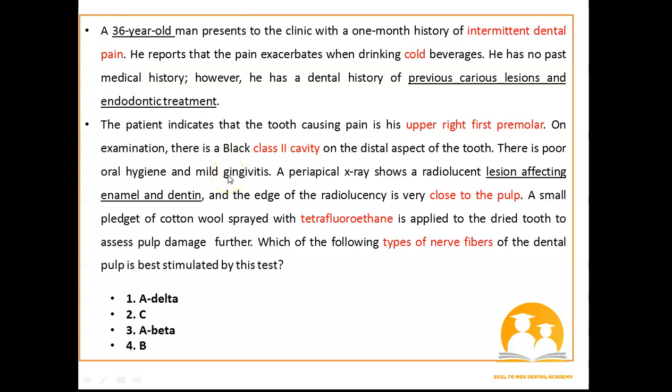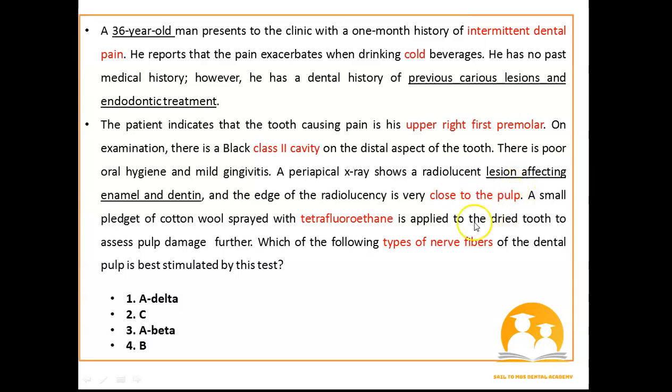You can pause the video and read the full question. But let's see how to deal with such a question. You can see the important points I have underlined and highlighted. A 36-year-old man has a history of intermittent dental pain, mainly on cold beverages. He has a dental history of previous carious lesion and restoration. The painful tooth was the upper right first premolar. There was a class 2 cavity on the distal aspect of the tooth, and oral hygiene was poor with mild gingivitis. In the IOPA, you can see the lesion was affecting enamel and dentine clearly, and the radiolucency was very close to the pulp.